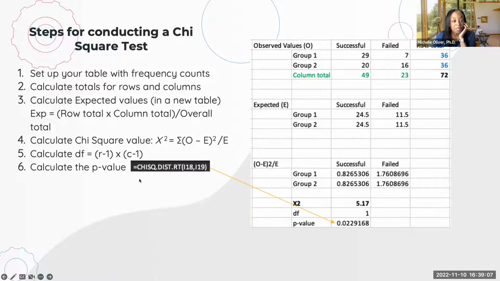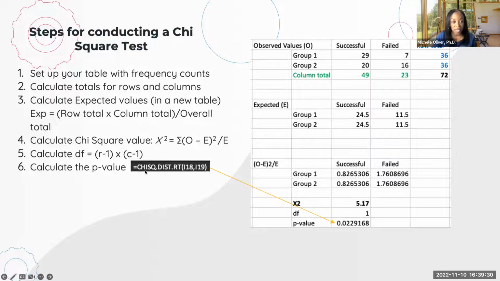And then I put this calculation into the formula bar in Excel to calculate the p-value. Remember that p-value is what we compare to 0.05, right? And if it's less than 0.05, I have a significant effect or significant difference or significant relationship, depending on what test I'm running, all right?